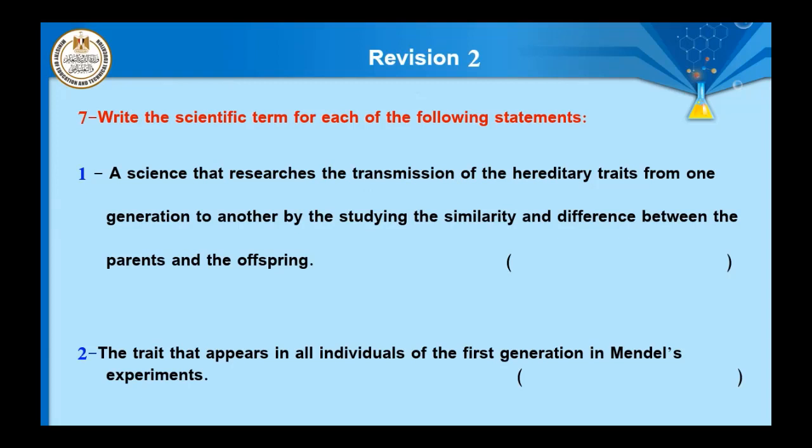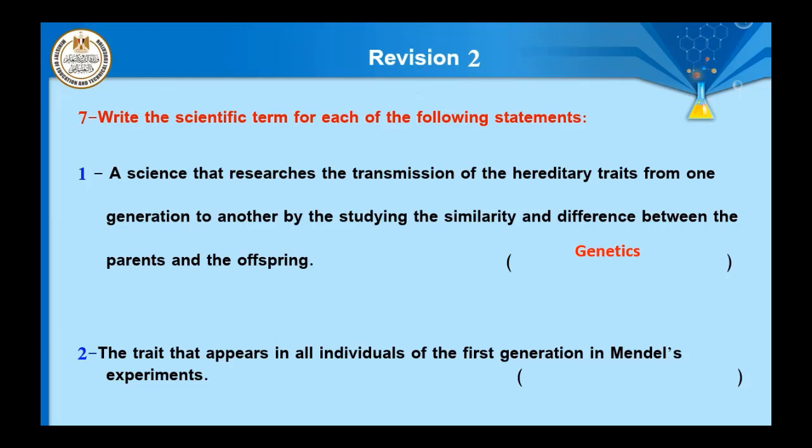Question number 7. Write the scientific term for each of the following statements. Number 1. Science that researches the transmission of heredity traits from one generation to another by studying the similarity and the difference between the parent and offspring. This science is called, yes, genetics. Genetics is a science that searches about how heredity traits transfer from one generation to another by studying the similarities and the differences between parent and offspring.